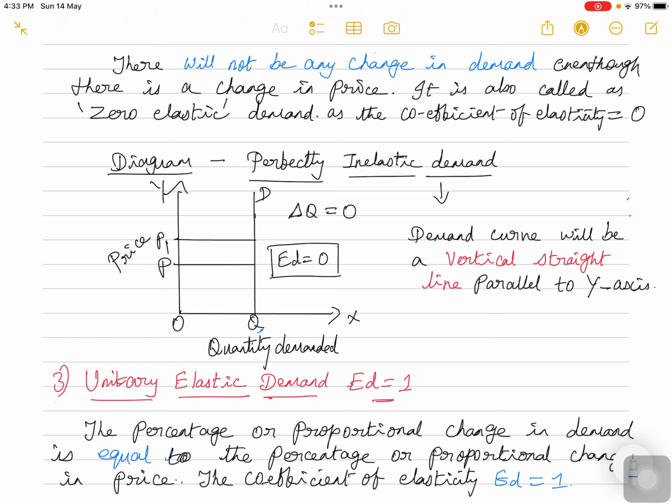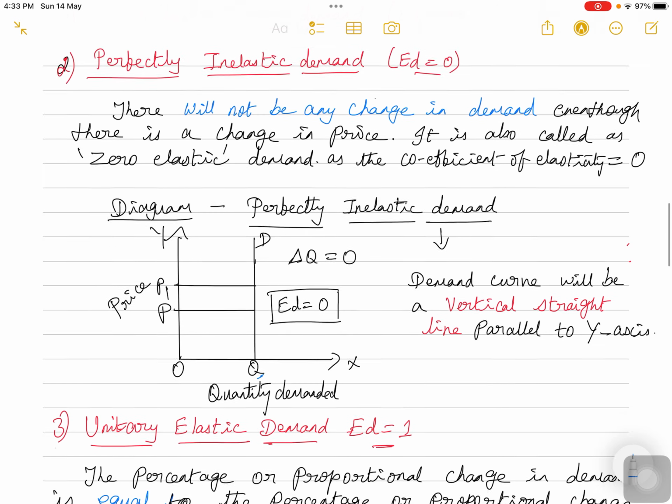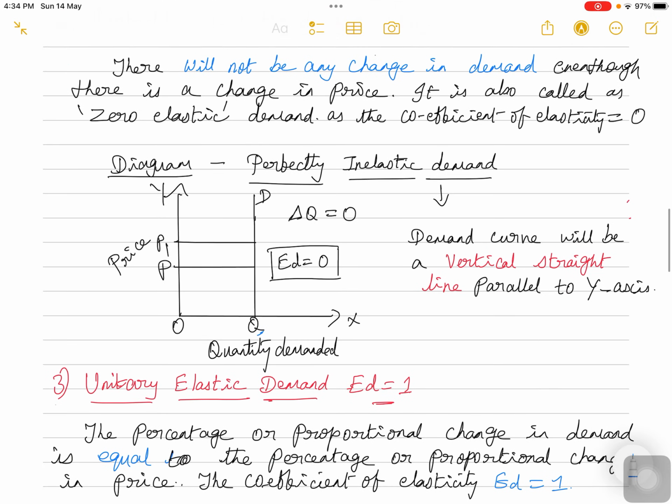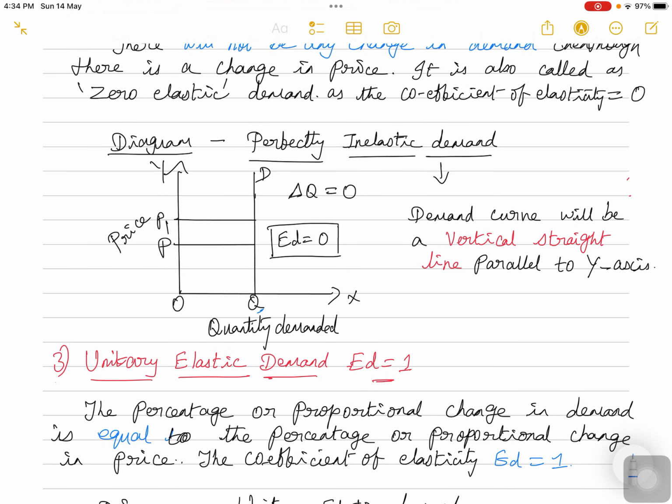Okay, so here ED is equal to 0, elasticity of demand is equal to 0, because delta Q is equal to 0. Delta Q is the change in quantity, isn't it? So there is no change in quantity demanded here, so delta Q is equal to 0, so ED is equal to 0. Whereas in the first case, delta P is equal to 0. There is no change in the price of the commodity. If the denominator is 0, it is infinity. But here the numerator is 0, so it becomes zero elastic demand. So what is the shape of the demand curve here?